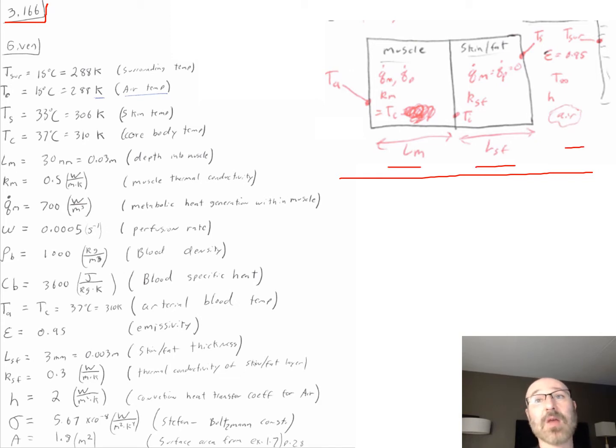We can see here we have our T sub A at this point, our T sub S right there, and our T sub I right here, as well as the temperature of our surroundings. So we have all of our information: the temperature of our air, of our fluid around there, our h value, our emissivity. Then within our muscle, we have all the given information, and within our skin and fat layer, we have all of our information.